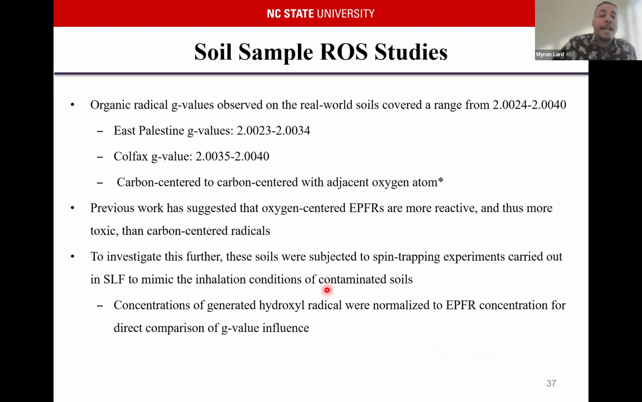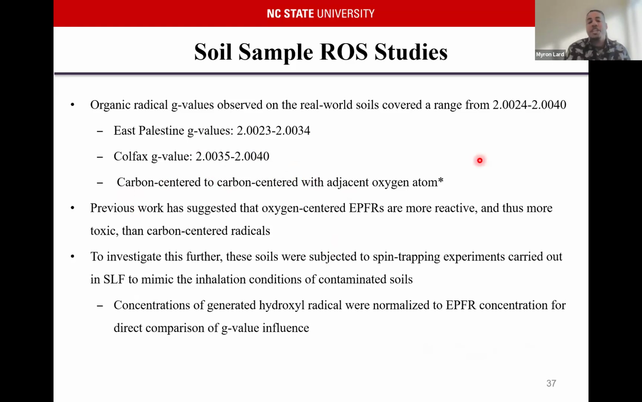So I mentioned before that the G values of the Colfax soils were a little bit higher than the G values for the East Palestine soils. So we had in Colfax 2.0035 to 2.004. In East Palestine, we had lower at 2.0023 to 2.0034. So the 2.0023 values up to 2.0034, these are mainly carbon-centered radicals. When we get up to the higher, closer to 2.004, we start to get closer to oxygen-centered radicals.